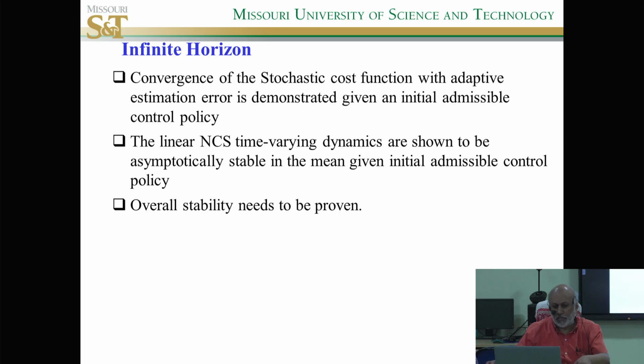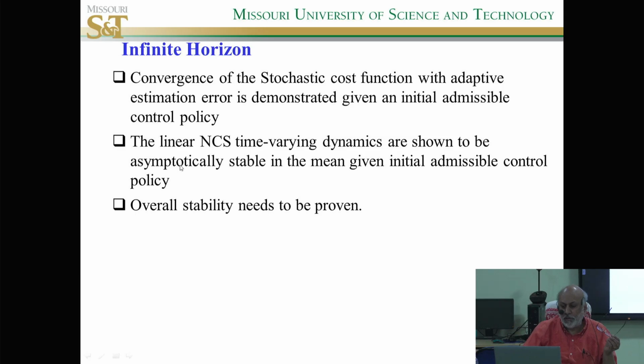And so what you can say is convergence of the stochastic cost function with adaptive estimation error is demonstrated given an initial admissible control policy. So you still need the initial control policy to be admissible. Remember that. If you have only stabilizing, it's not enough, because the cost function has to be finite. The linear NCS time varying dynamics are shown to be asymptotically stable in the mean. So basically the errors go to 0, and it's asymptotically stable in the mean because the mean error goes to 0, not the instantaneous error. That's the difference between stochastic and deterministic.